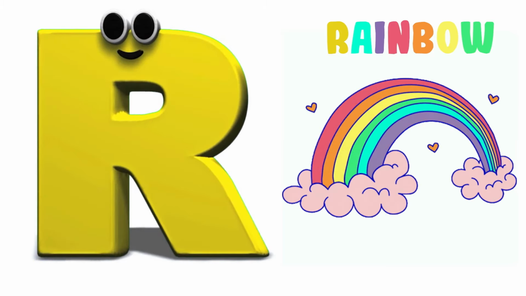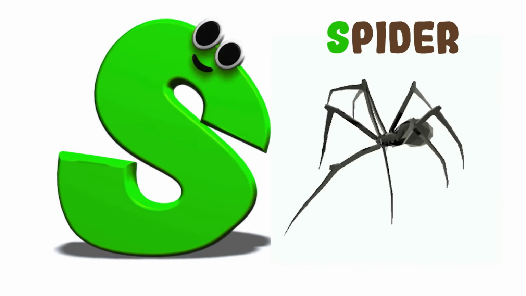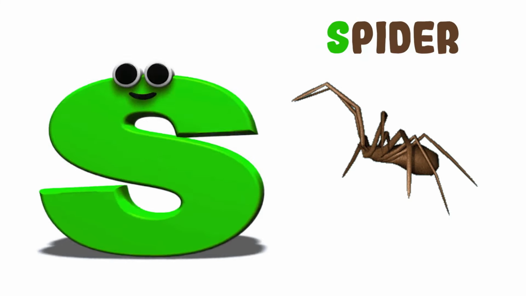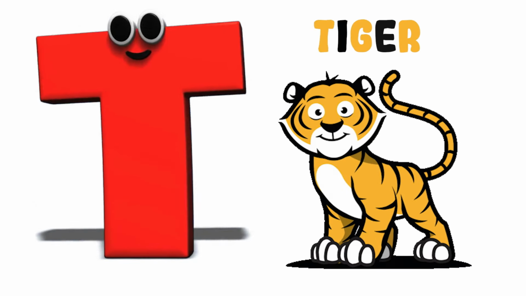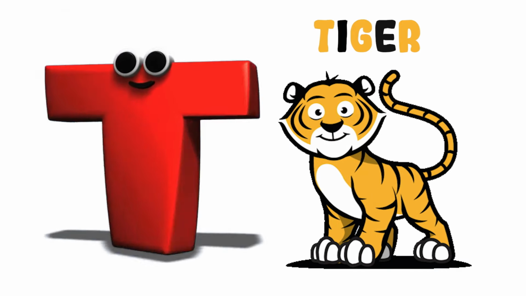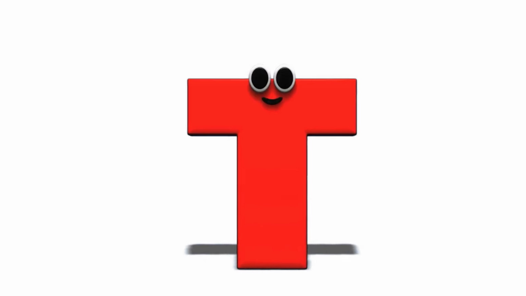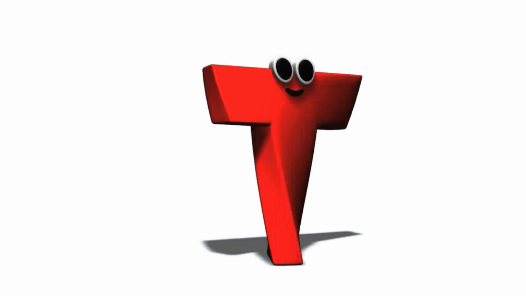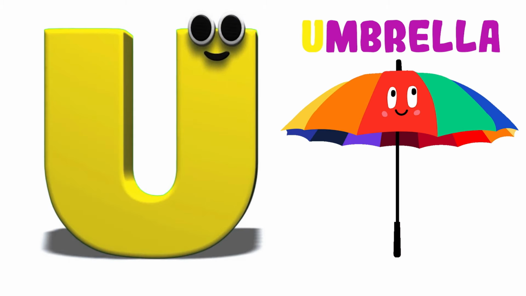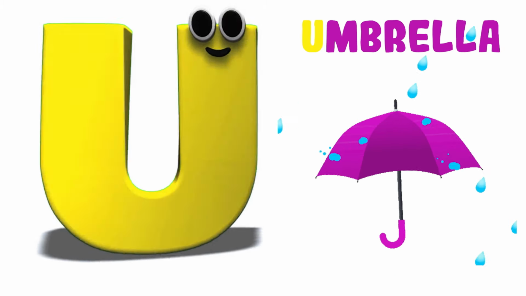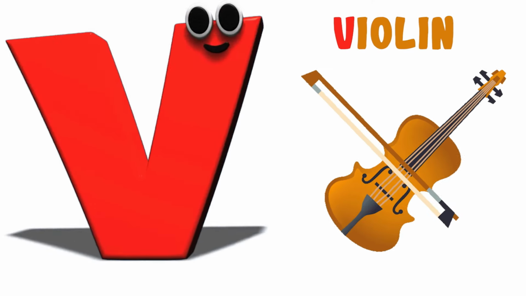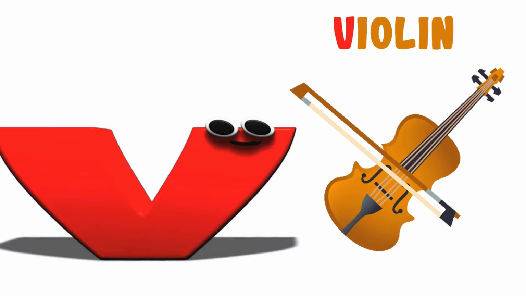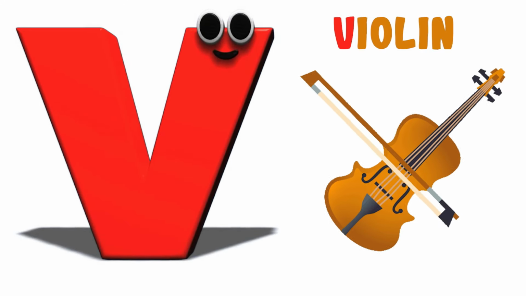R, rainbow. S is for spider. U is for umbrella, umbrella. U, umbrella. V is for violin, v, v, violin.